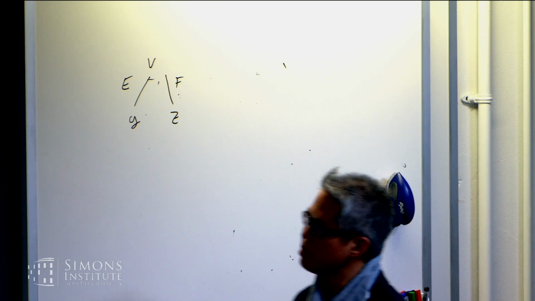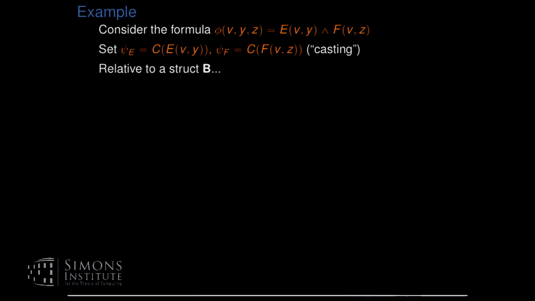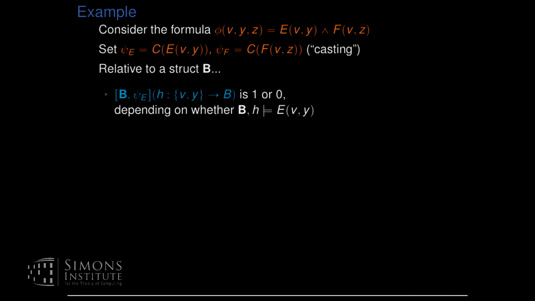The first thing that we can do in this logic is what we call casting, which means that we just apply C to some first order formula, and we get a formula in our logic. Let B be a structure. To specify the semantics of our logic, we have to say for every structure, every formula, and every assignment to the free variables, what the semantics are, which is going to be a number. When we cast a formula, we just get 1 or 0, depending on whether or not the structure and the assignment satisfy the cast formula.